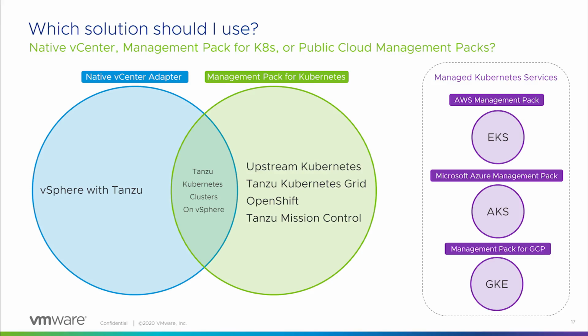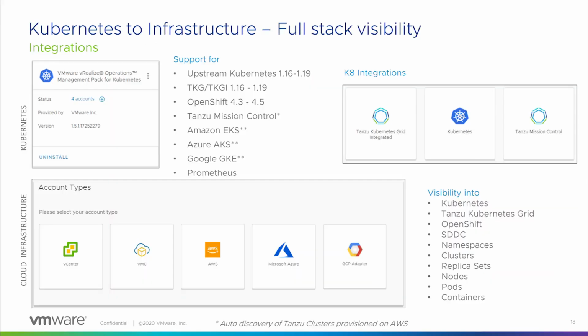And I will show you this in a demo, so if it doesn't make 100% sense just yet, it will by the end of this session. And then just to take things a step further, the management pack for Kubernetes supports the following Kubernetes versions. So upstream Kubernetes 1.16 through 1.19. TKG and TKGI, same, 1.16 and 1.19. We support OpenShift 4.3 to 4.5.